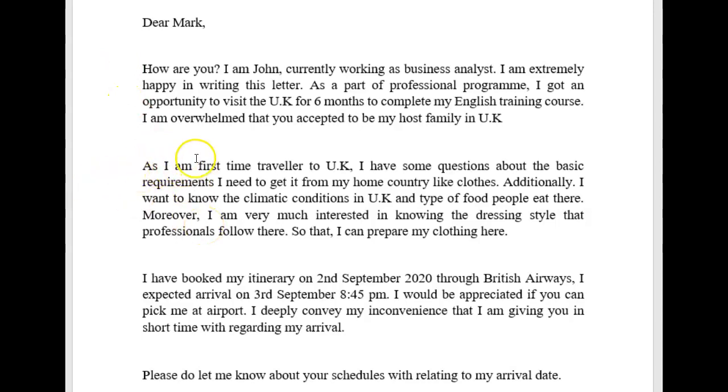As I am a first-time traveler to the UK, I have some questions about the basic requirements I need to get from my home country, like clothes. All right, well, what's your question? Ask, all right? Do I need a heavy coat with me? Do I need rain boots? So ask something. But even better would be to ask it in a nice formal way.